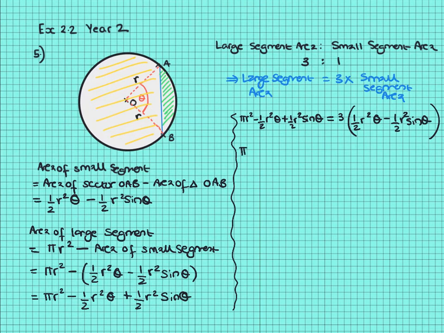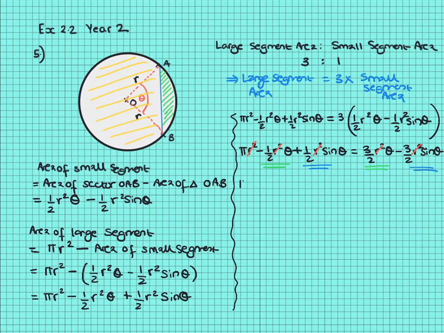Let's simplify. Pi r squared minus a half r squared theta plus a half r squared sine theta equals 3/2 r squared theta minus 3/2 r squared sine theta. Now, there is a common factor of r squared, and we can divide every single term by r squared. And we can then collect some like terms as well. We have this term here and this term here. And we also have this term here and this term here, and these can be collected.